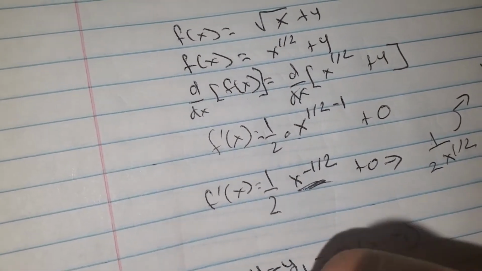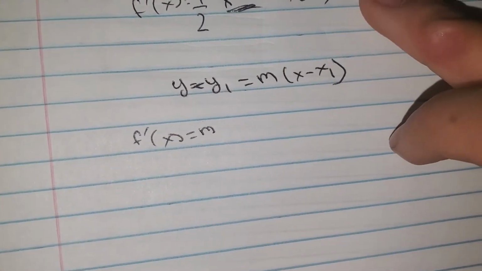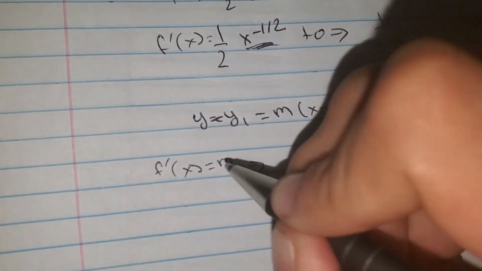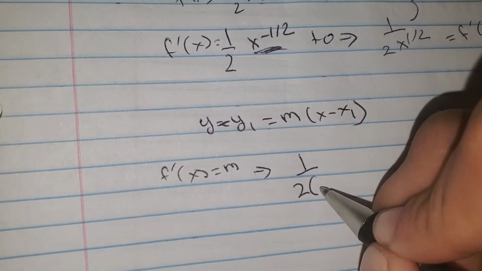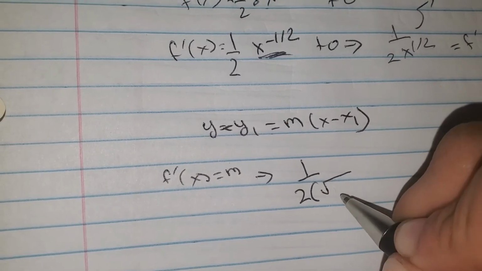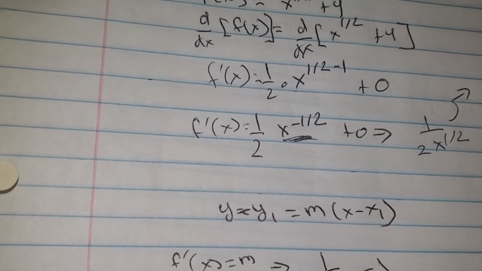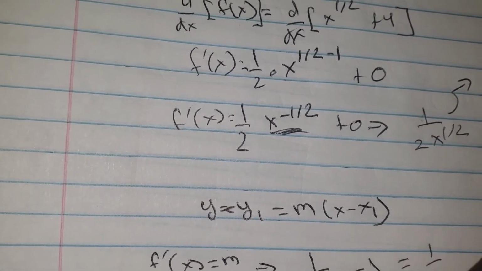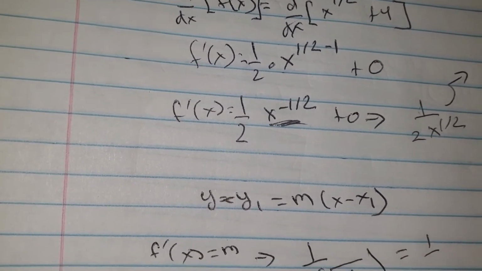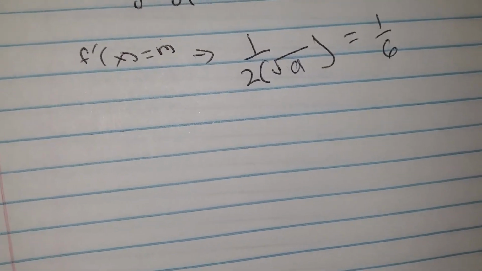So if our f prime of x is equal to m, then it is 1 over 2 times the square root of 9. Sorry about that, guys. We plug in our x value, 9, and 1 over the square root of 9 is 3, so it gives us 1 over 6. And so that's our m.